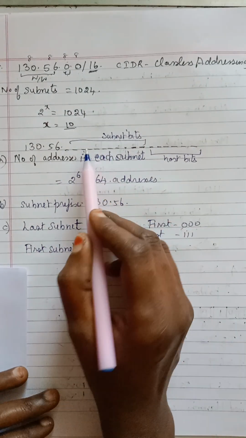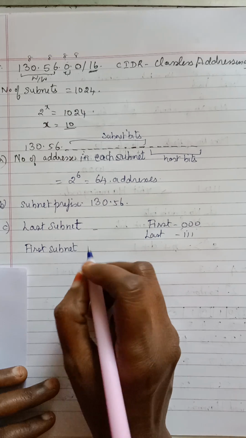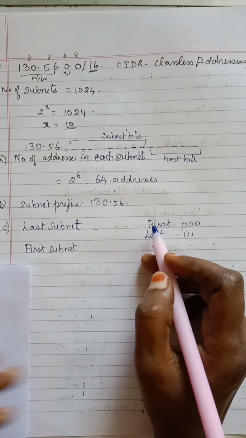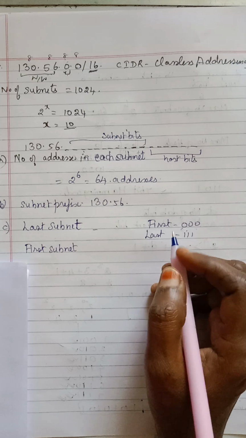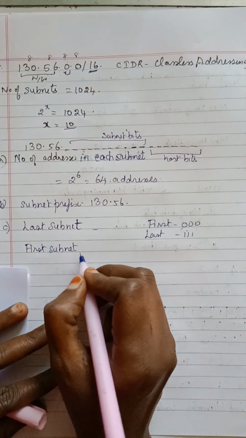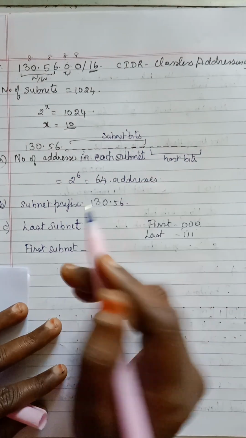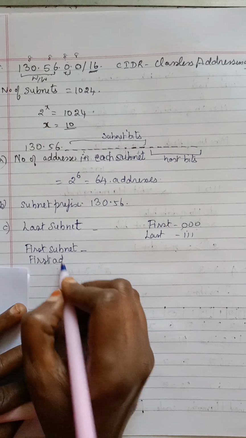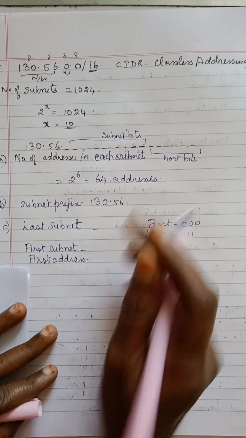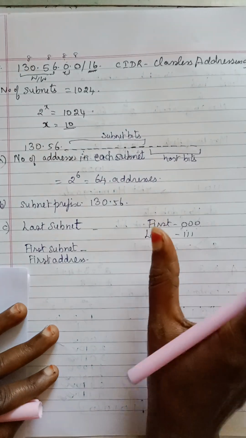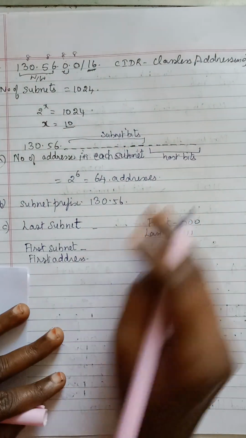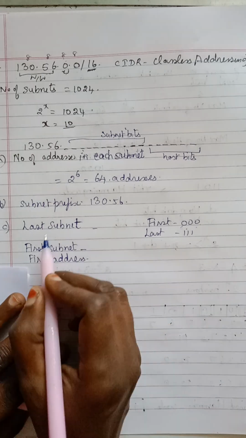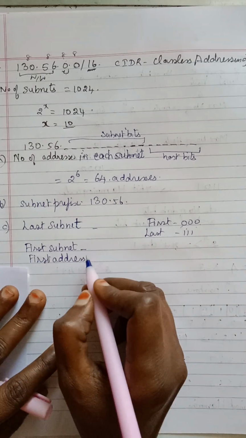Now the first subnet, what will be there? It will be all zeros. And then what is the first and last address? First subnet I found out. Now what is the first address? In the host bits, if we put all as 0, that is the first address. Last address means we put all the host bits as 1, that is the last address. Okay, so now we'll find out the first address of the first subnet.